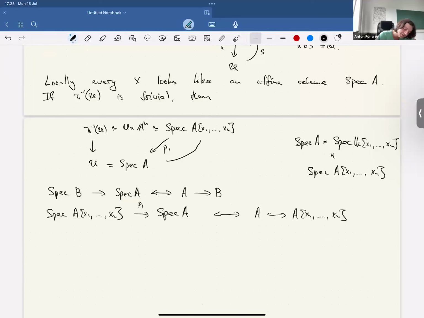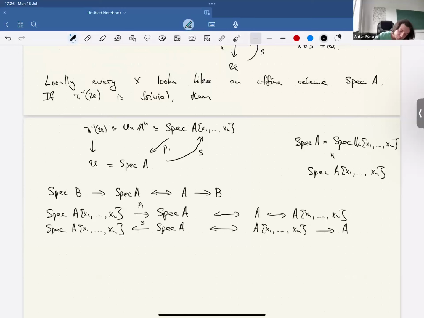I want to find a section here, s. So a section, Spec of A[x1, ..., xn] here, and now I have a map in the opposite direction, to the Spec of A. And this corresponds to some map from the polynomial algebra A[x1, ..., xn] mapping to A.